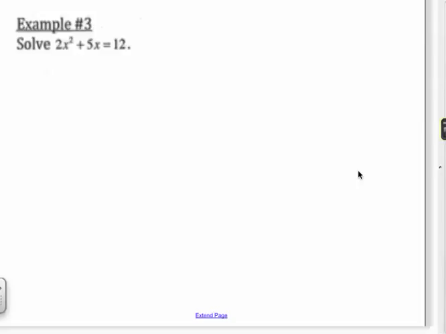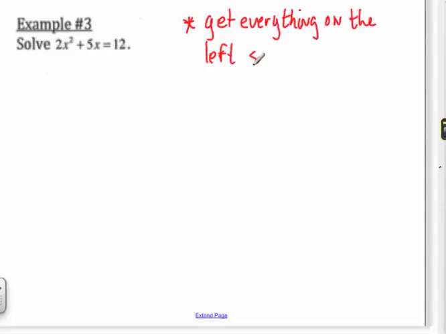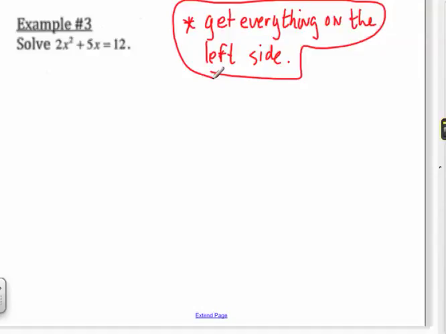Okay, guys, now this one, example number 3, says solve 2x squared plus 5x equals 12. I'm going to put a big star by this, and you should make sure that you have it in your notes. And that is: get everything on the left side. It's a big star. I'll go ahead and put a little bubble around it.